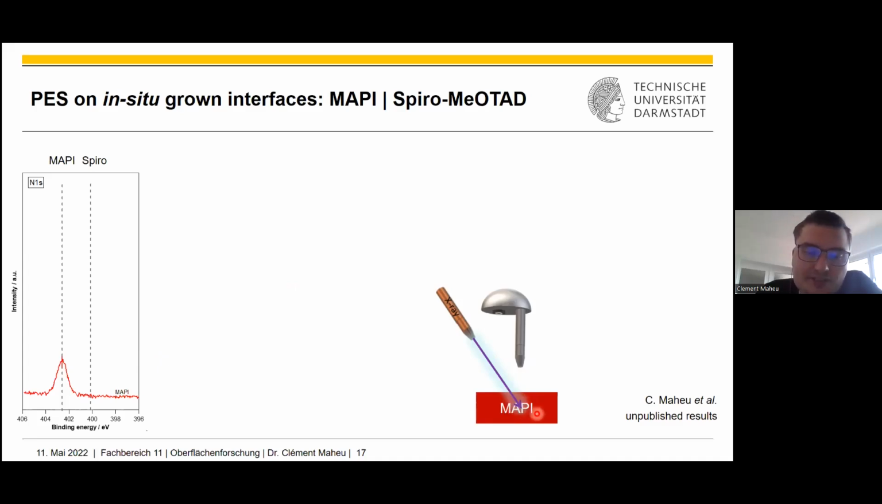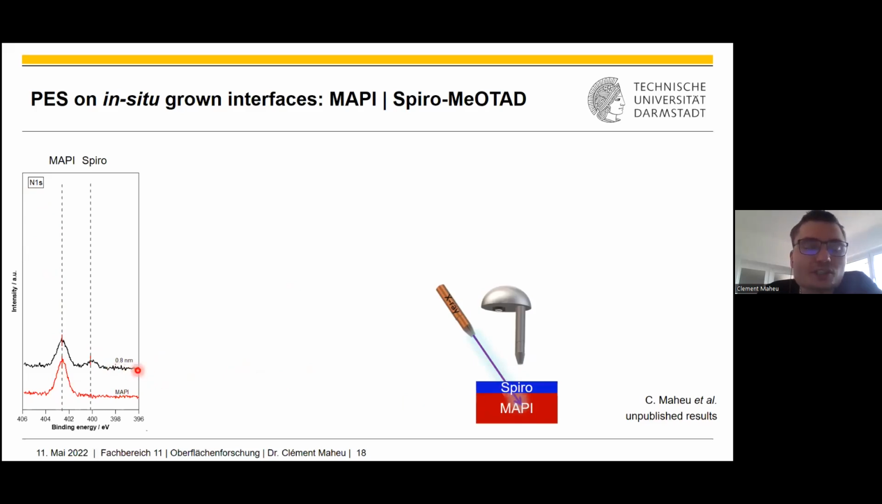So in my case, that was methylammonium lead iodide. And here I show you the nitrogen 1s core level spectra. And you can see here a characteristic peak of this MAPI layer. I will then add a really thin amount of spiro. And as I said, you can probe a depth of roughly 10 nanometers.